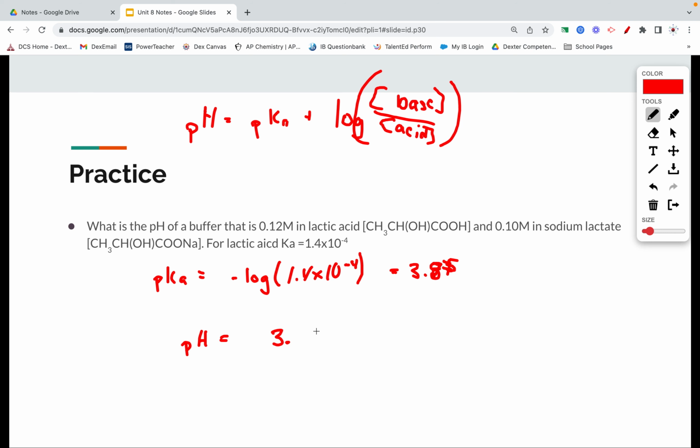I jumped ahead and looked at the wrong answer. So 3.85 plus the log of our base, which is the sodium lactate, 0.10, over our lactic acid, 0.12. And we get a negative point something here, and we end up with 3.77 as the pH. And it's that straightforward.